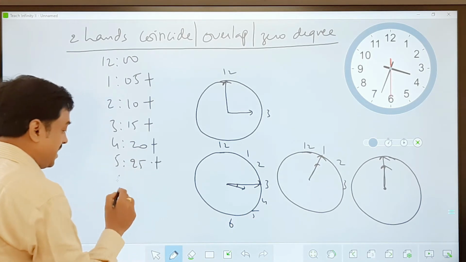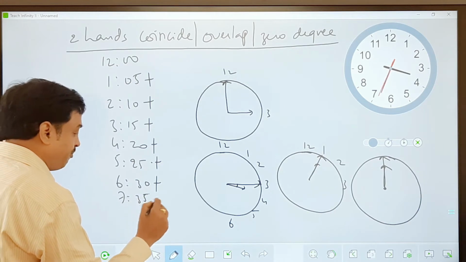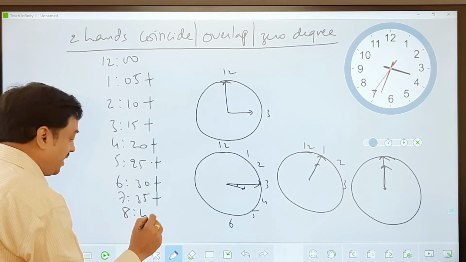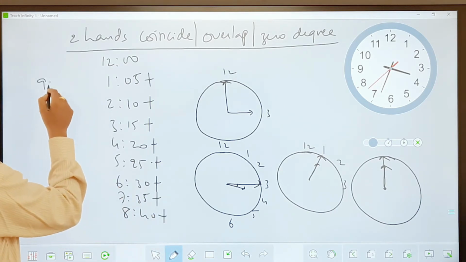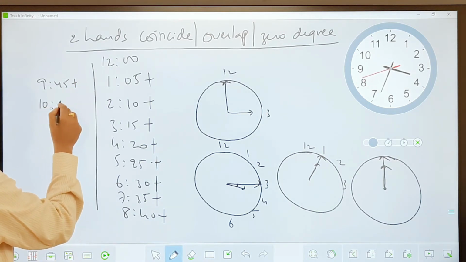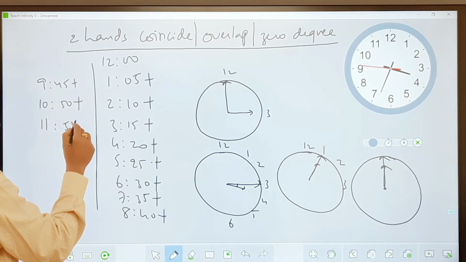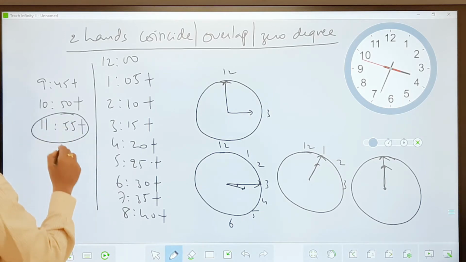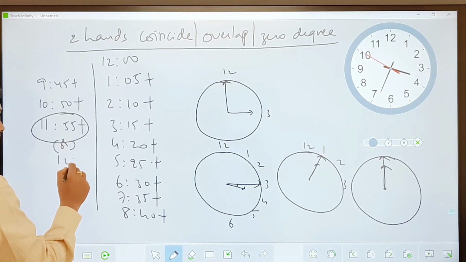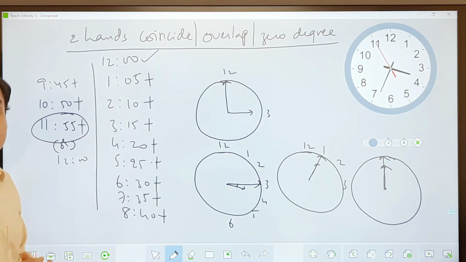5:25 plus, 6:30 plus, 7:35 plus, 8:40 plus, 9:45 plus, then 10:50 plus, 11 something like 55 plus, and this time will be the same as 12, which we have already counted here, which we have already counted once.